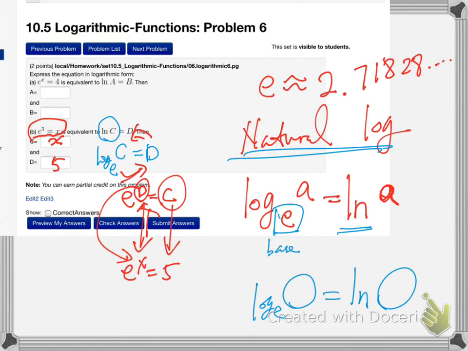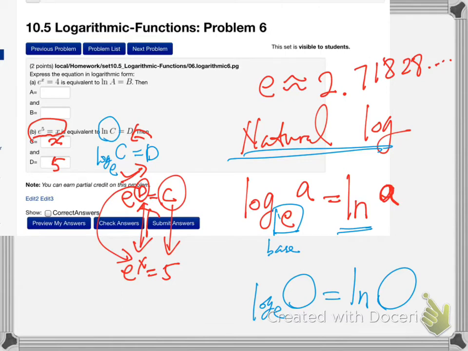So we have these two special cases for the base. Without base means base 10, and natural log means base E. We use ln for natural log. So these are our two special bases.